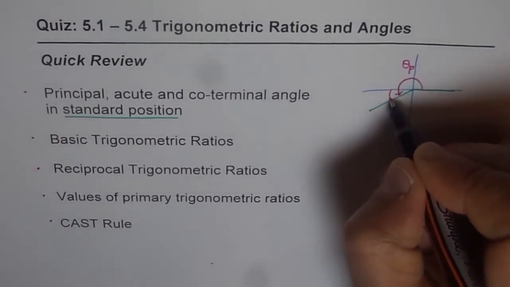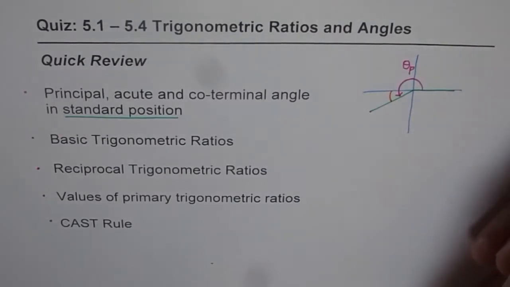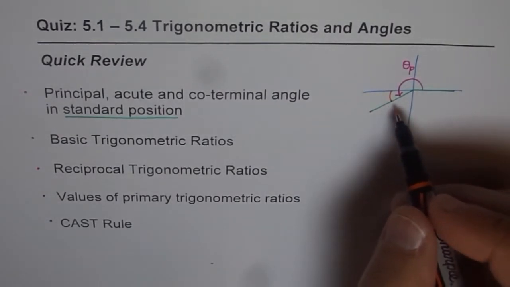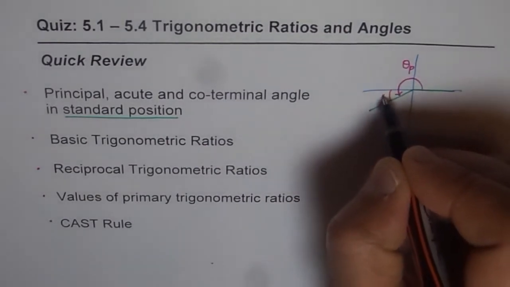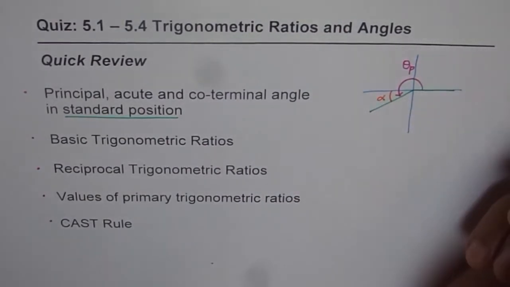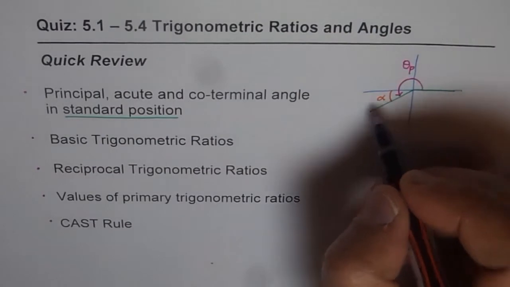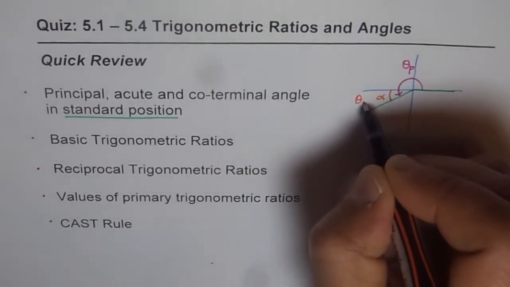Now the second term was related acute angle. Acute angle is measured with the horizontal. It's between 0 to 90 degrees. It's always positive. So in this case, that is the related acute angle. We normally refer to it as alpha, or we can write this as theta A.